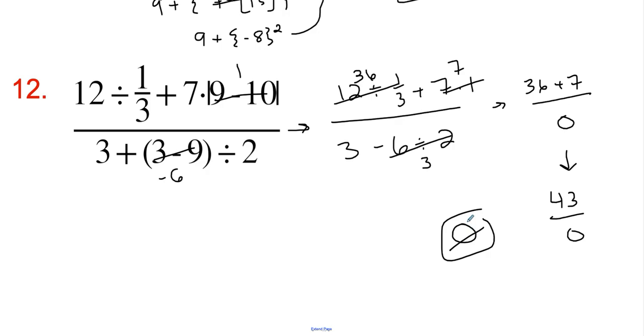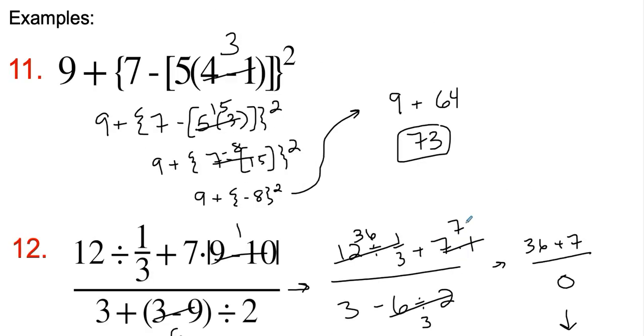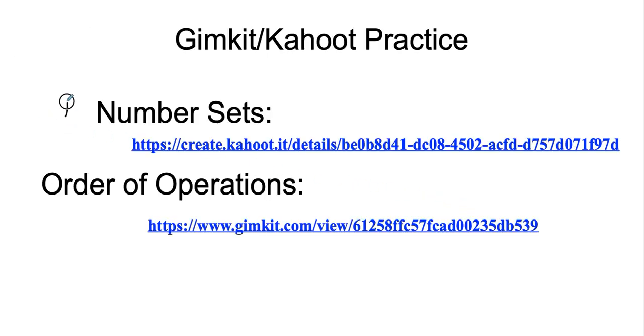Okay? So to finish out here, we have a Kahoot we're going to try to see if we remember number sets, and then we have a GIMKit that we're going to try to set up order of operations. So I'll put these in Canvas, and the sub is going to try to get these set up for you, see if they work. If they don't, help her out a little bit, and we'll get it going.